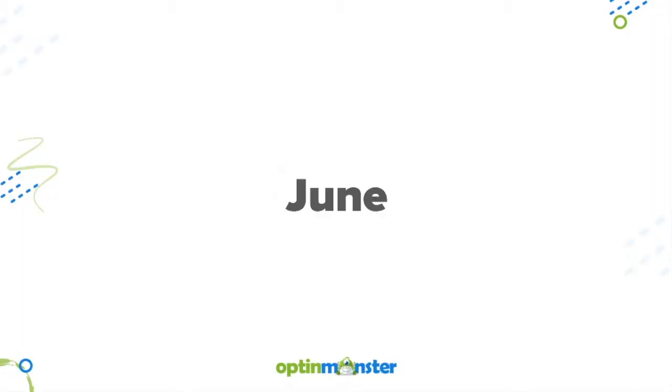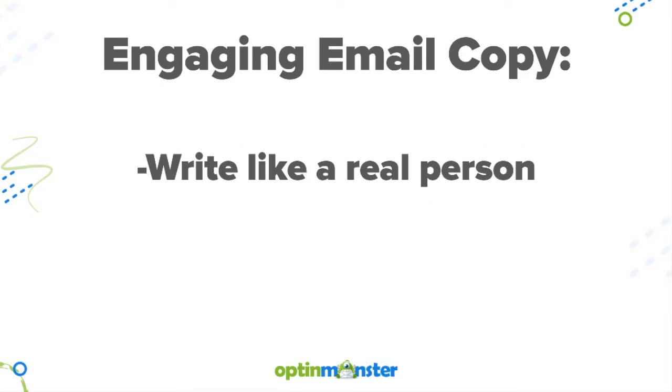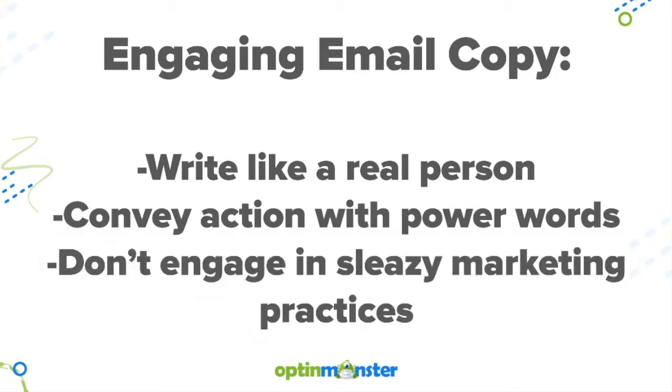Carrying that concept into the month of June, we're going to work on improving our email copy. Some ways to write engaging email copy include writing like a real person, conveying action with power words, and remember not to engage in any sleazy marketing practices.